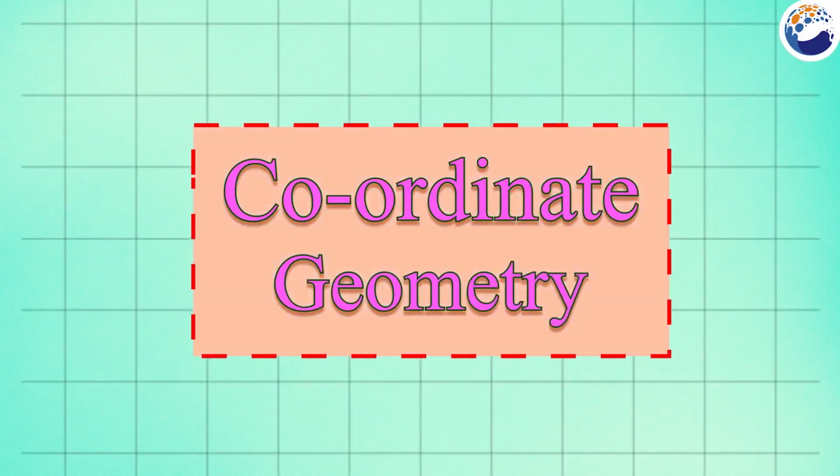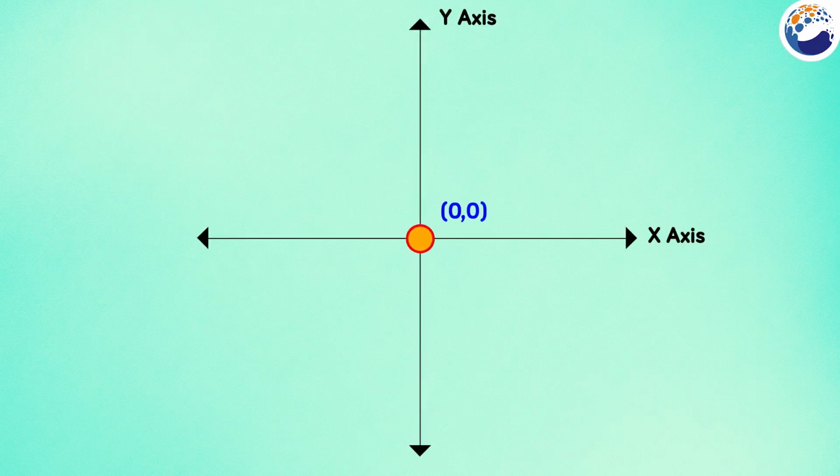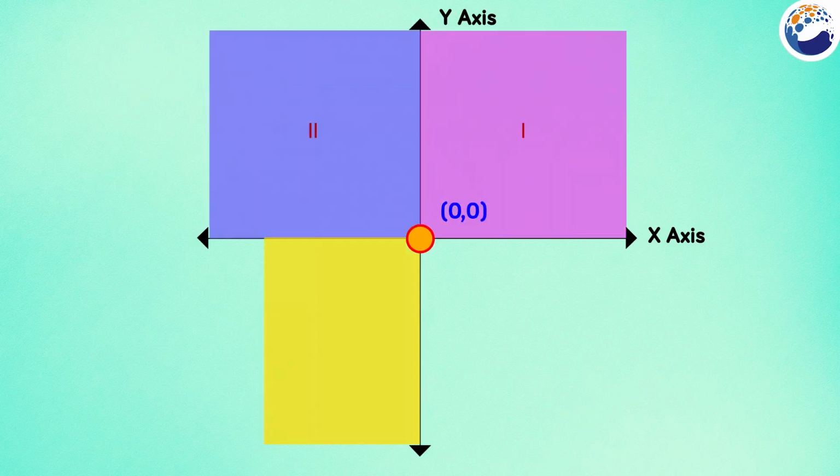Coordinate geometry. The horizontal line is called the x-axis and the vertical line is called the y-axis, and their point of intersection is called the origin. The x and y-axis divide the plane into 4 quadrants: 1, 2, 3, 4.